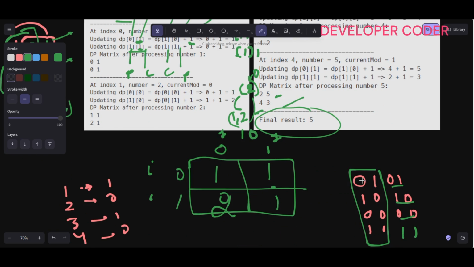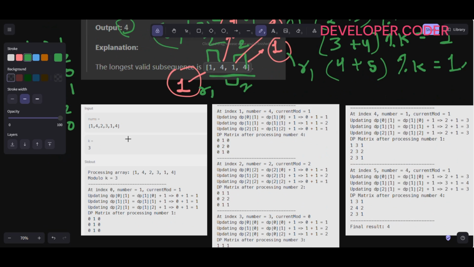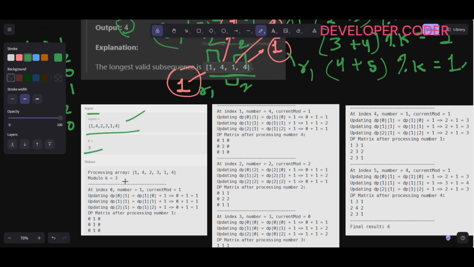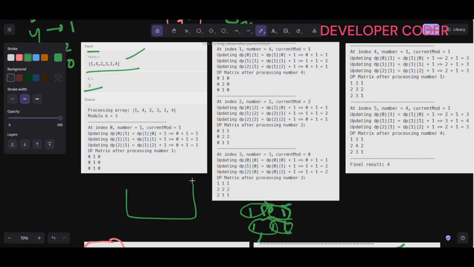Same thing you have to do for example number 2. So this is your nums array, k is equal to 3, and you are going to process this array modulo k. So modulo k, for 3 we have 0, 1, 2, these are the values. So you have to create the dp of 3 length, 0 1 2. At index 0 the number is equal to 1, so the current mode is 1. So previous can be 0, previous can be 1, or previous can be 2.